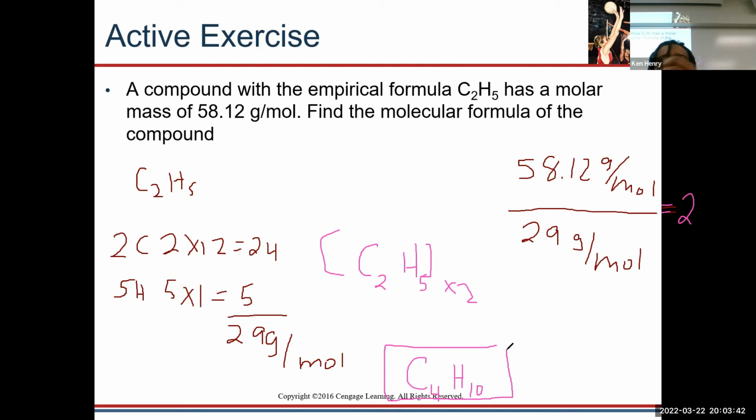So the molecular formula is going to be a multiple of the empirical formula, which makes sense.